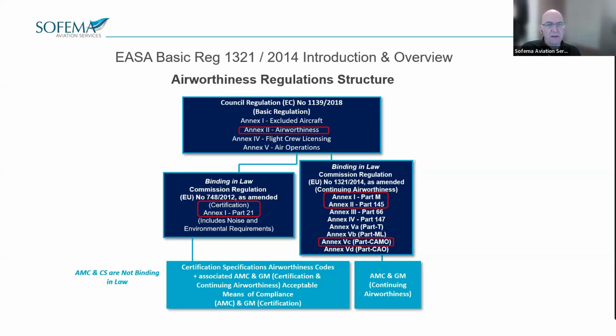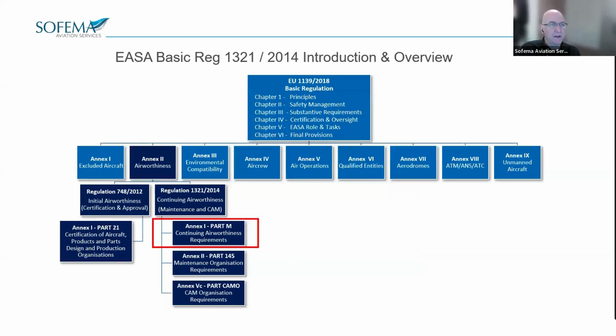In this course, we are going to be concerned with the contents of Annex 1, Part M, Annex 2, Part 145, and Annex 5C, Part CAMO. And here we have the structure of the basic regulation, and underneath it, Annex 2, airworthiness, and we'll be starting with Annex 1 of 1321, which is Part M, continuing airworthiness requirements.